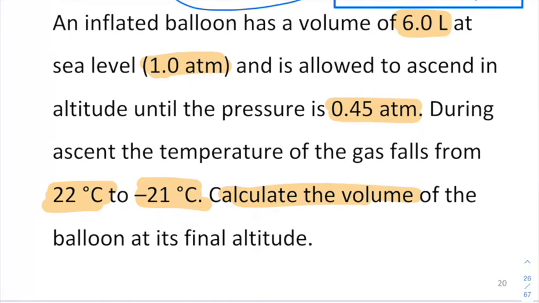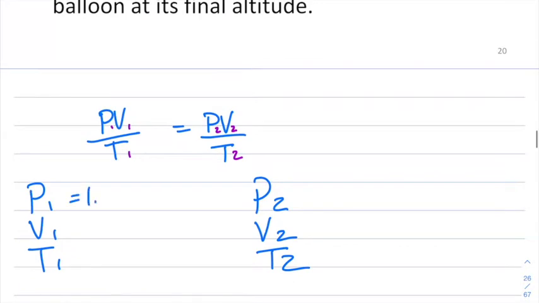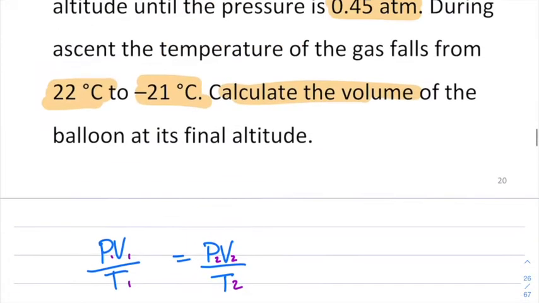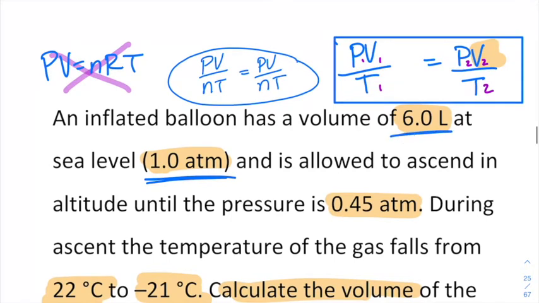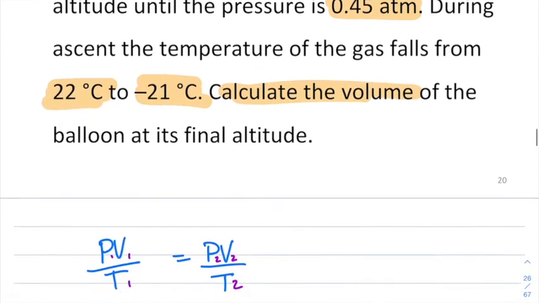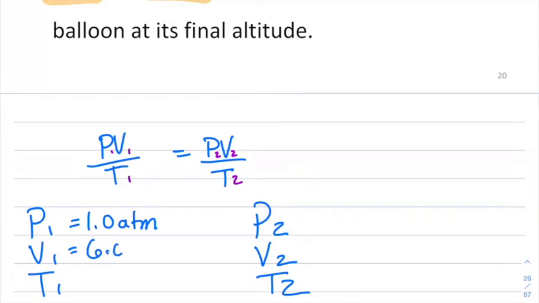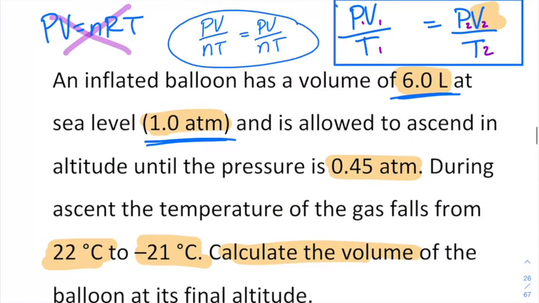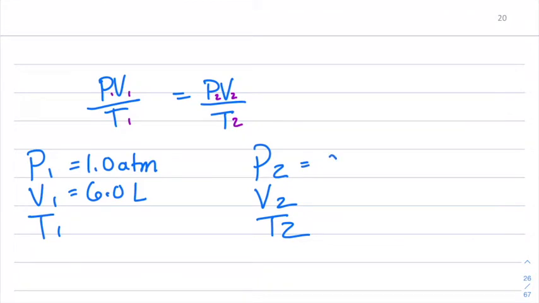All right, so it looks like our first pressure is right over here at 1 atm. Our first volume is right over here at 6 liters. Then we have a new pressure of 0.45 atm. And it looks like Jervin got a different answer, but that's okay. We can go through how to calculate it.